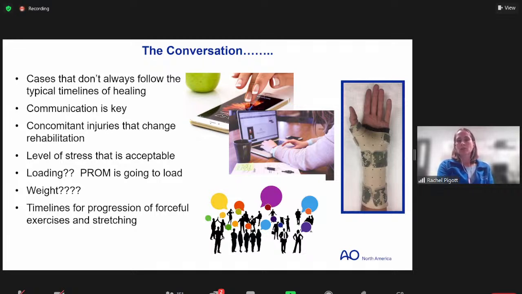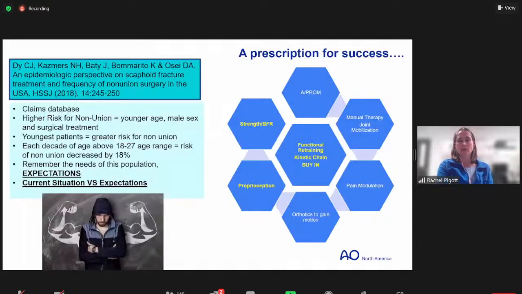Remembering passive motion is going to create load. So I feel like that communication is important, so we know what the expectations are of how much weight, how much stress you want us to be putting across the wrist once they're coming out of that cast and maybe going into a custom orthosis or something like this.